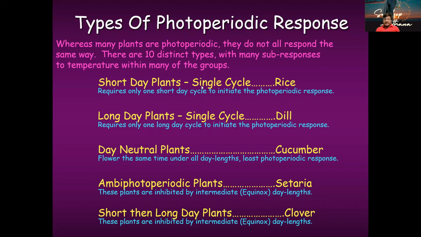So short day plant has a single cycle. The example is going to be rice. Long day plant, single cycle, example is dill. Day neutral plants will not be affected. Cucumber.